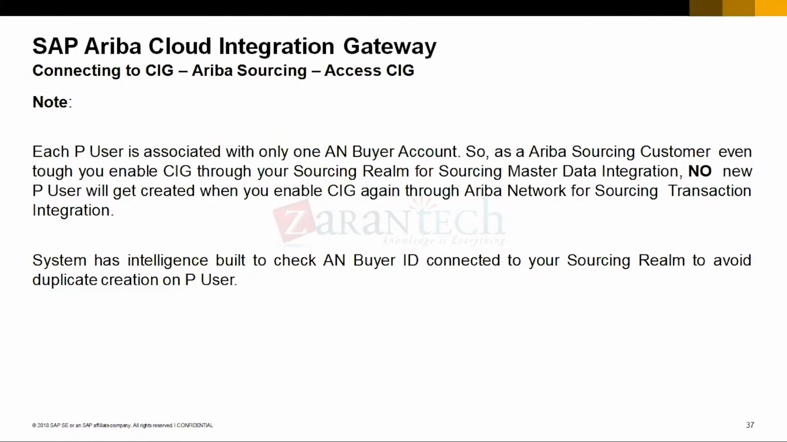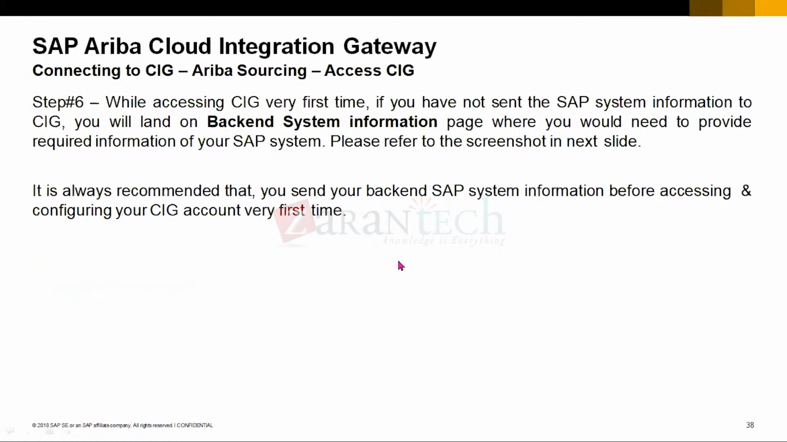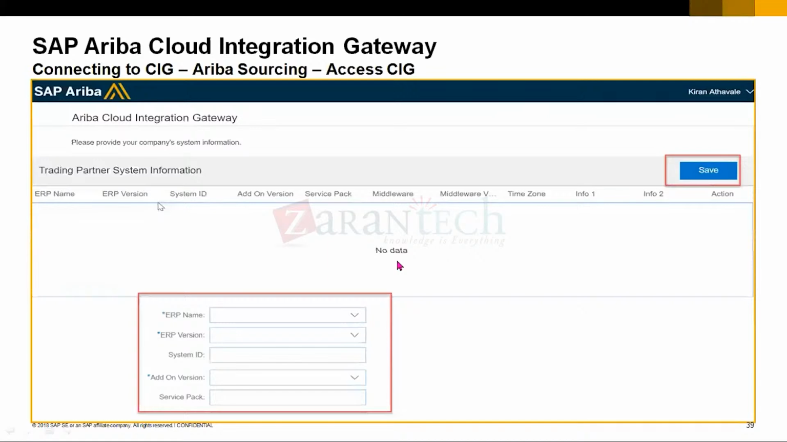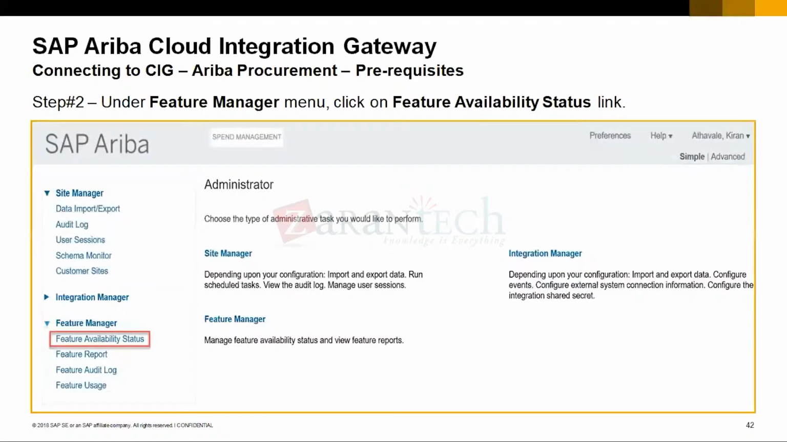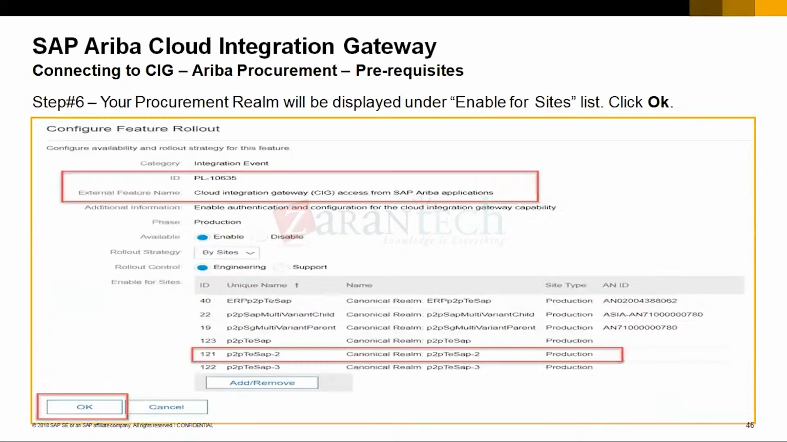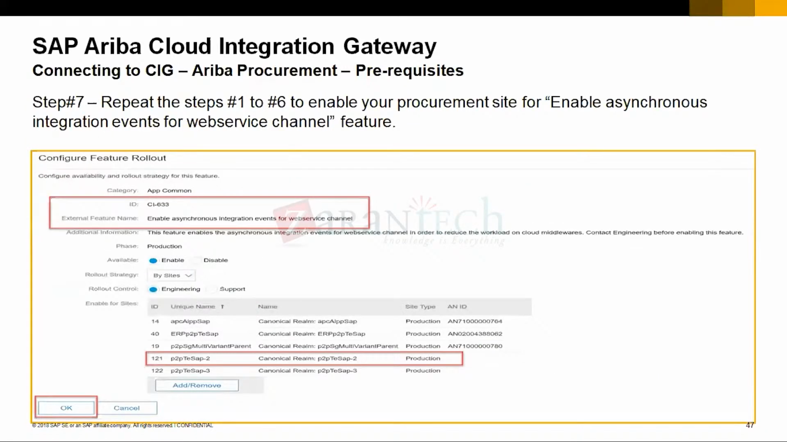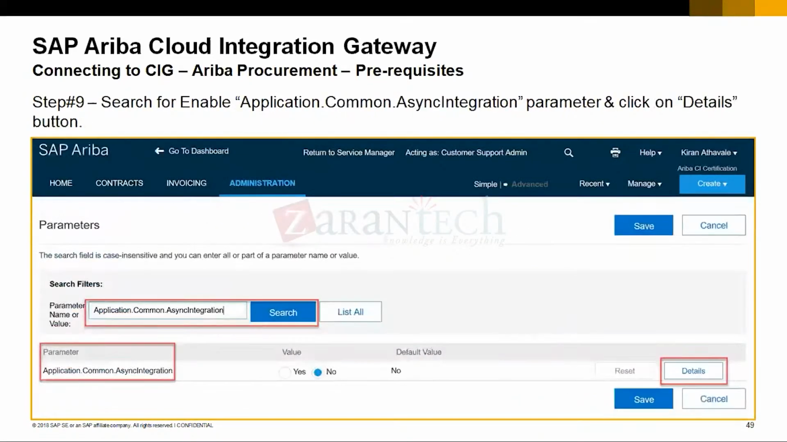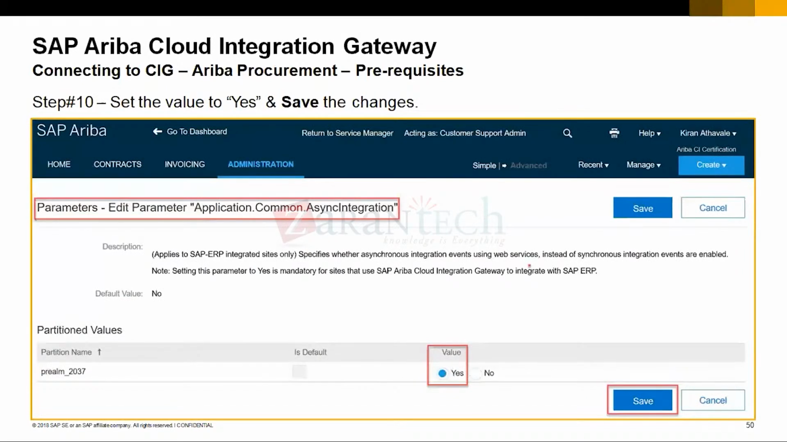Okay. Now, let me see what is important. This is something about procurement. So it's talking about the same thing: we have to go to feature availability status, and the same way we discussed, the same thing is required to do here itself. And with the help of this, we can enable CIG for Ariba procurement as well. Okay.